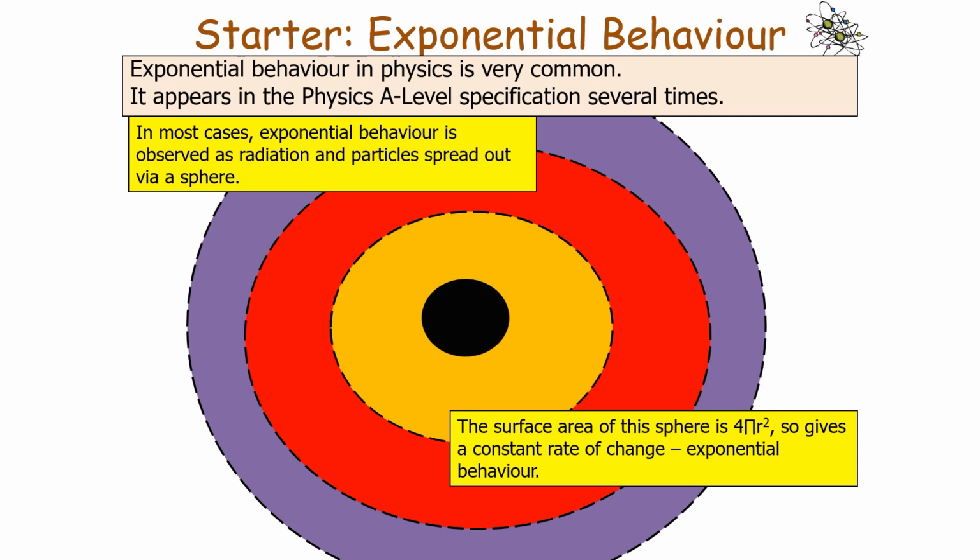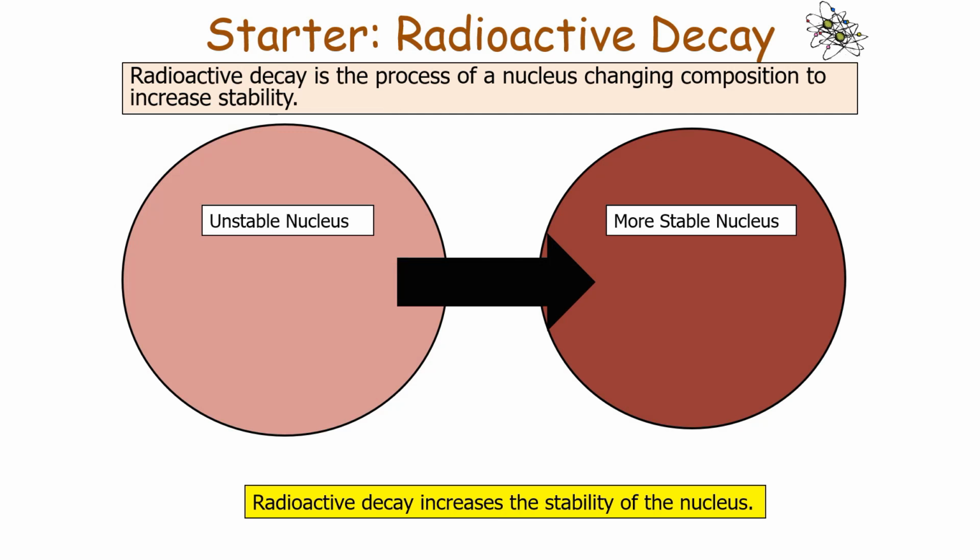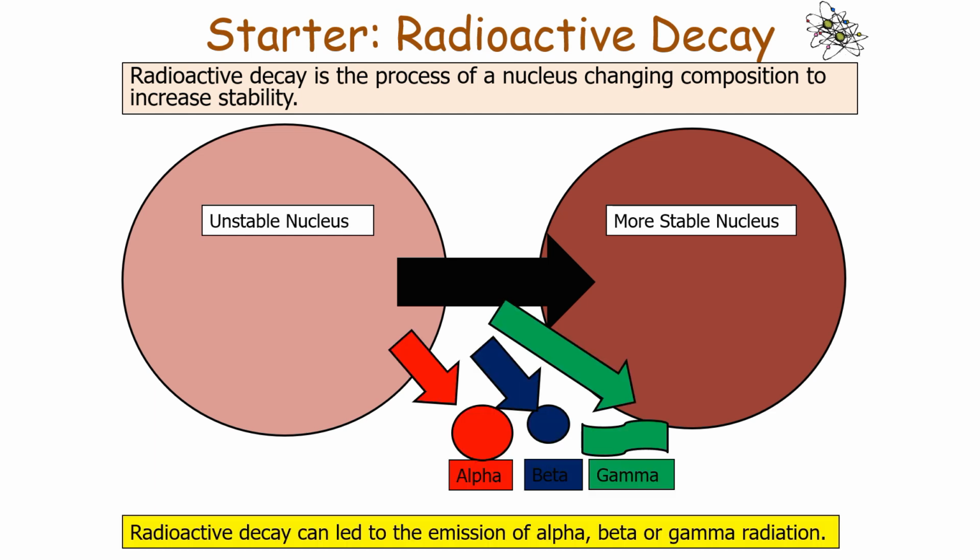But another way in which we can observe exponential behaviour, which isn't linked to the idea of particles and radiation spreading throughout a sphere, is in radioactive decay. So radioactive decay is the process of a nucleus changing in composition to increase stability. Radioactive decay can lead to the emission of either alpha, beta or gamma radiation.